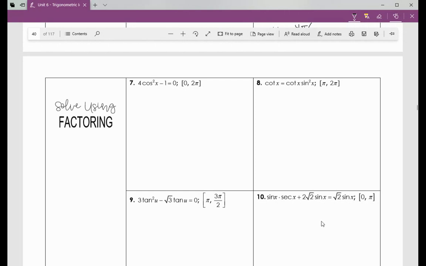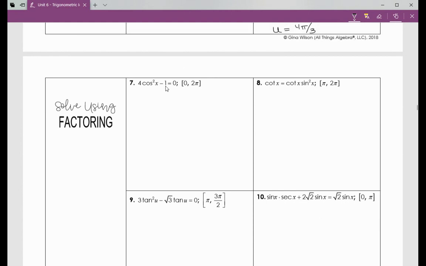Number 7, we could do number 7 the same way, or we can use some factoring techniques. Since all of the problems on this page require factoring, that is what we're going to do. Once you get something factored, then you can set the factors equal to 0 and solve each one of the smaller equations. So this is a difference of squares. This is 4 cosine squared x minus 1. So I am going to factor that into 2 cosine x plus 1 and 2 cosine x minus 1.